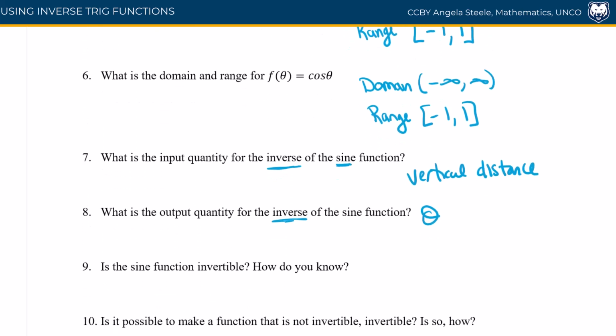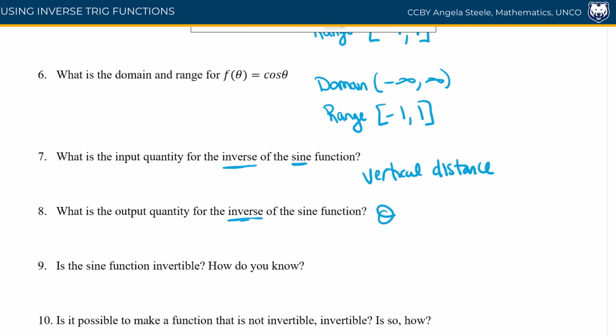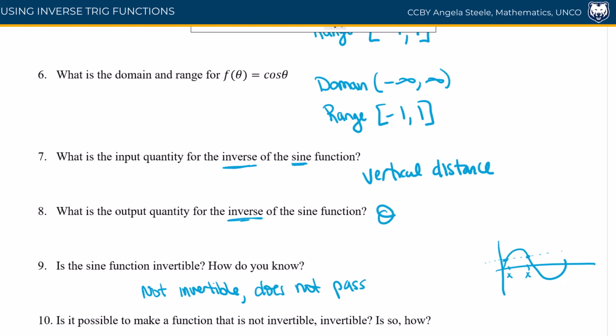Number 9, is the sine function invertible? How do you know? When we look at our sine function, the way to know if something is invertible is, does it pass the horizontal line test? If we think about drawing a horizontal line, we know that that output is going to exist in at least 2 different inputs. Because the output maps to more than one input, it is not invertible. It does not pass the horizontal line test.